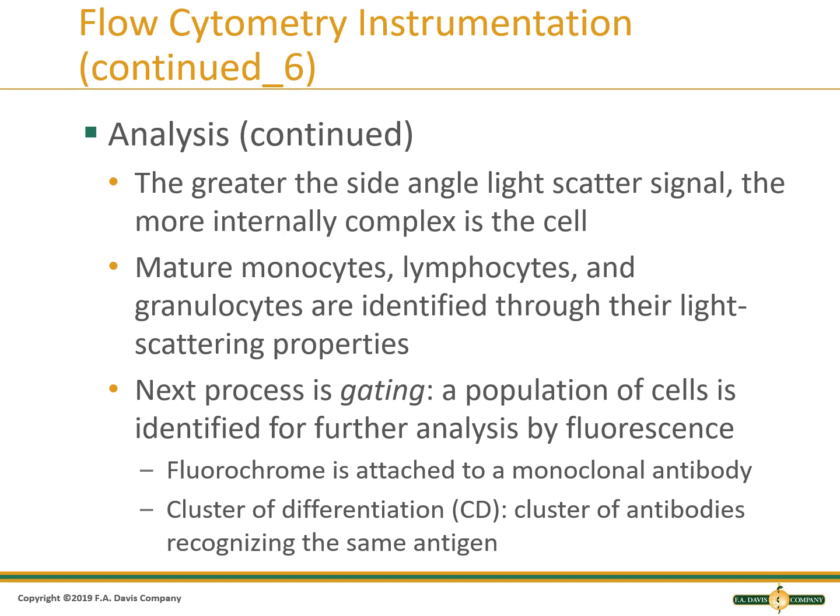The next process is called gating, in which a population of cells is identified for further analysis by the fluorescence. So the fluorochrome is attached to a monoclonal antibody. The cluster of differentiation, which is also known as CD, you'll see that abbreviation CD, is the cluster of antibodies that is recognizing the same antigen that is on the cell.